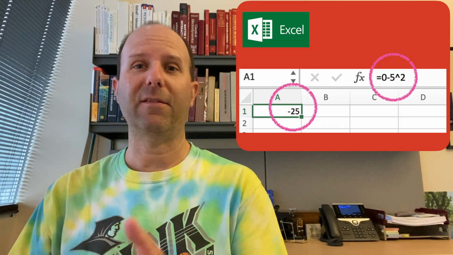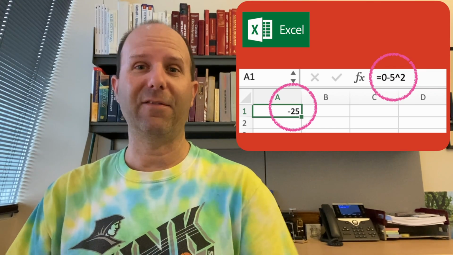Now that's really strange, or at least when I first saw it, I thought this was really weird. And what's even stranger is if you do 0 minus 5 squared, you get -25. So by adding 0, you change the answer, which mathematically makes no sense. So what's going on here?